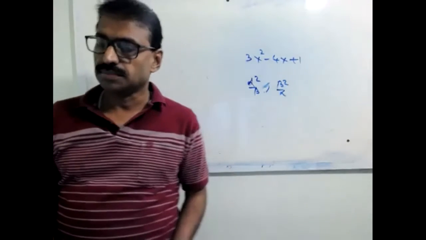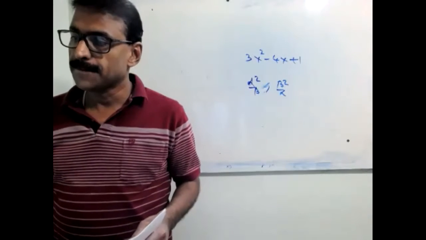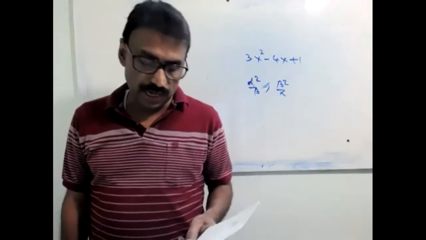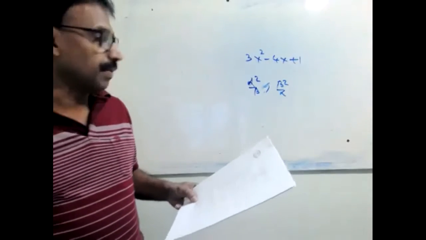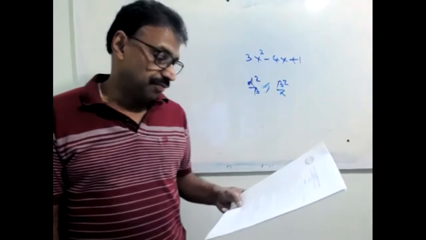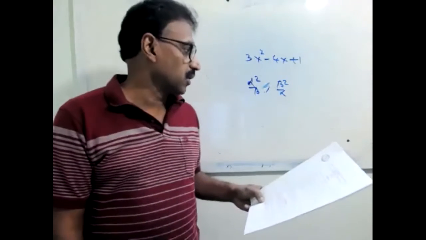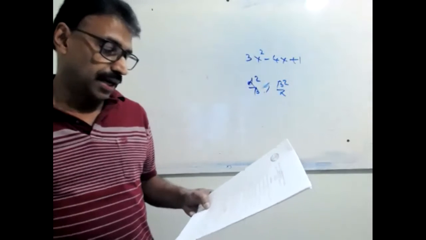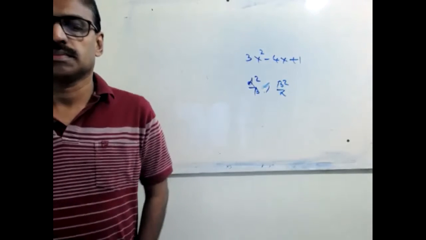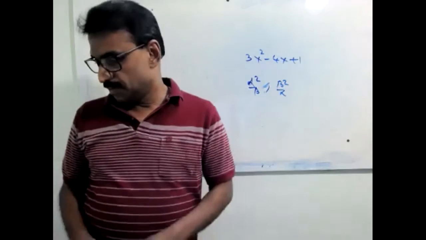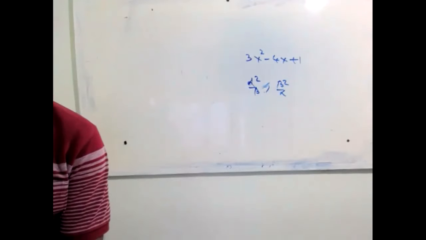Question again. Alpha, beta are the zeros of the quadratic polynomial 3x square minus 4x plus 1. Then find a quadratic polynomial whose zeros are alpha square by beta and beta square by alpha. Question clear or not?